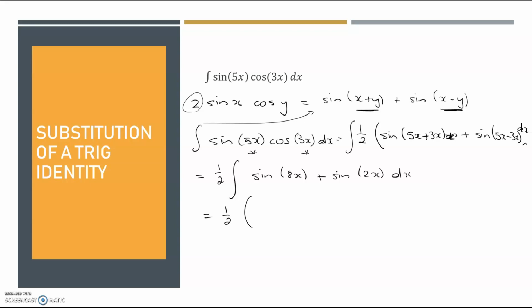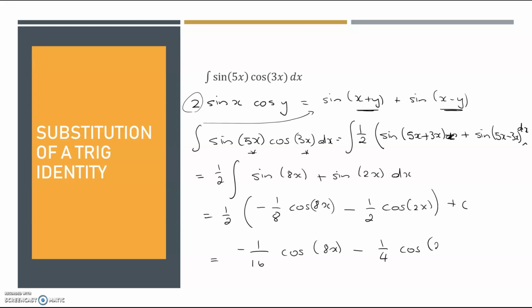The integral of sine 8x is negative 1 over 8 cos 8x, and the integral of sine 2x is negative a half cos 2x. You can leave it like that, or you can tidy it up. Don't forget, plus c.